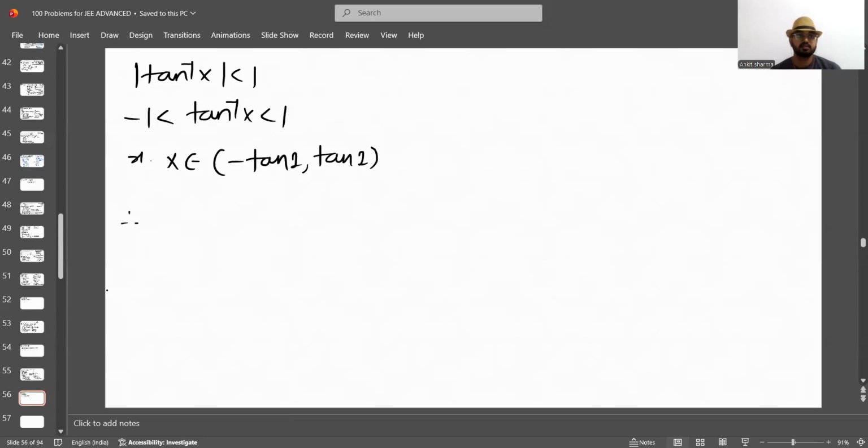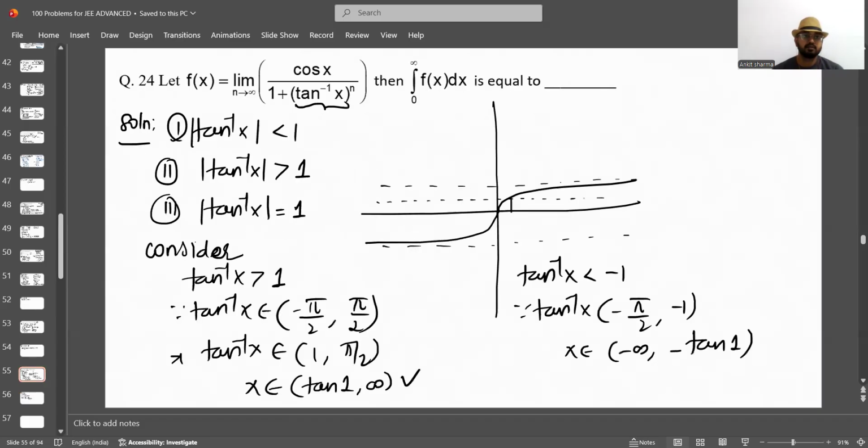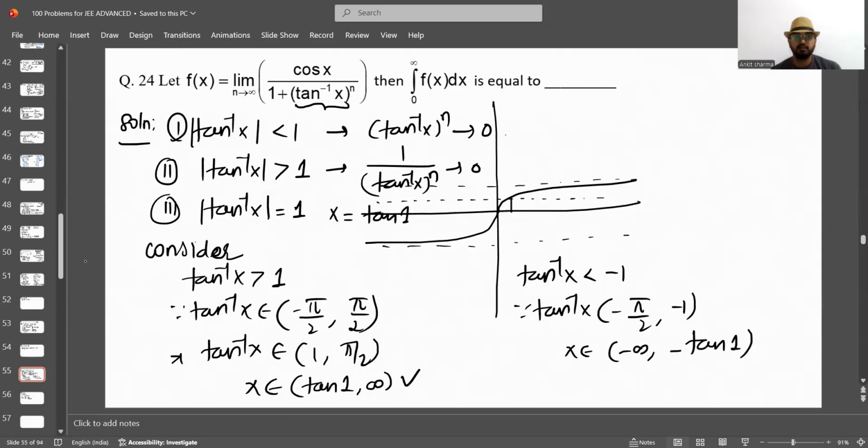So which means I'll consider my function here f of x is equal to what? Limit n tends to infinity, cos x over 1 plus tan inverse of x to the power n. So for the first case I'm doing, it's the case 1, when mod of tan inverse of x is less than 1. So in this regard, tan inverse of x to the power n will go to, because mod is less than 1, so this becomes a GP with common ratio less than 1. So this will converge to 0. And in this case, this will go to infinity. So I can have here 1 over tan inverse of x to the power n going to 0. And for this, of course, x is equal to tan 1 and minus 1.